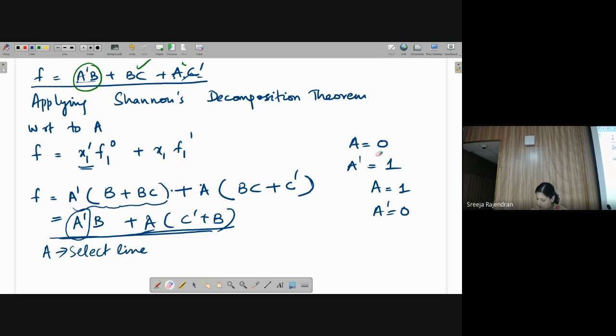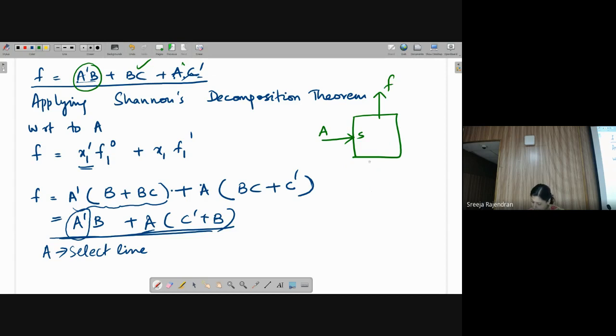So I can draw this as, I have the multiplexer. So my select line is A, this is S. A is the select line, and the output should be F. Inputs 0 and 1 position. 0 position, what will be the input? B, right? Because A bar means A is 0. When A is 0, B is the input. When A is 1, C bar plus B is selected.